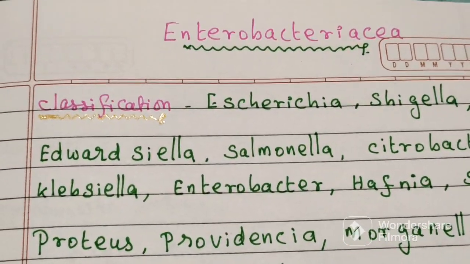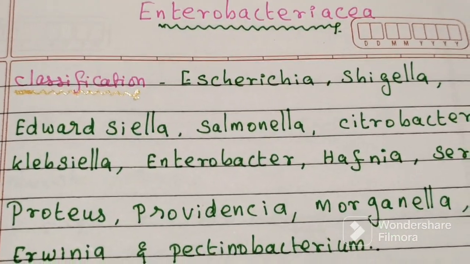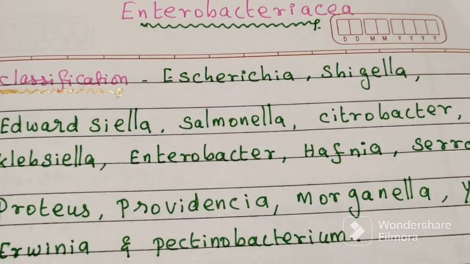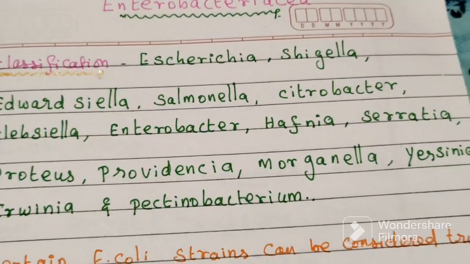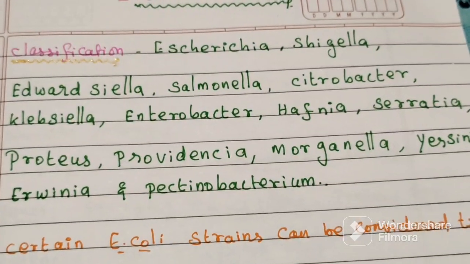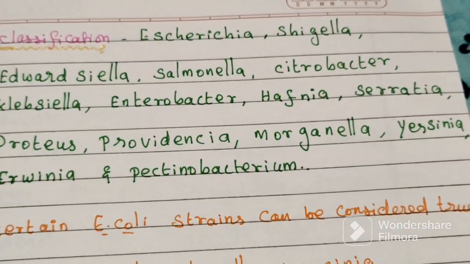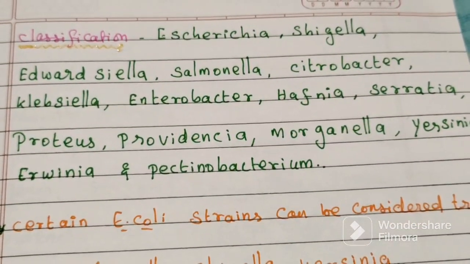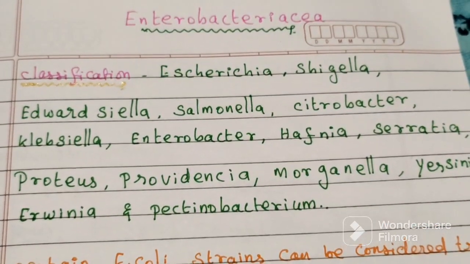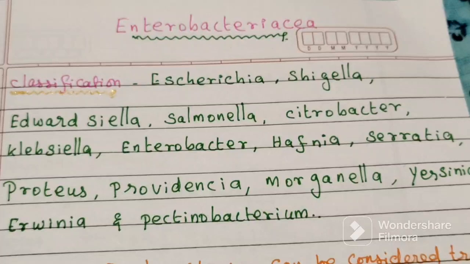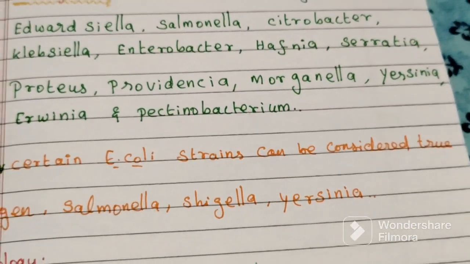Topic of discussion is Enterobacteriaceae. Enterobacteriaceae is a large family of gram-negative bacteria. Escherichia, Shigella, Edwardsiella, Salmonella, Citrobacter, Klebsiella, Enterobacter, Serratia, Proteus, Yersinia, Erwinia, Pectobacterium. These are the main species of the Enterobacteriaceae family. These are all gram-negative bacteria.